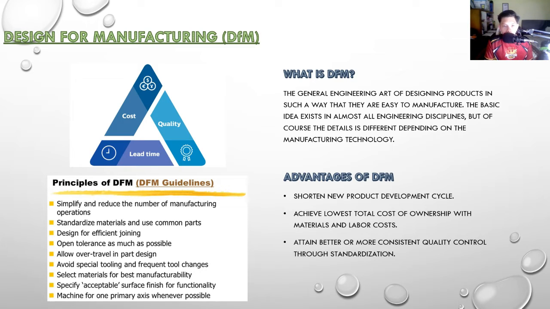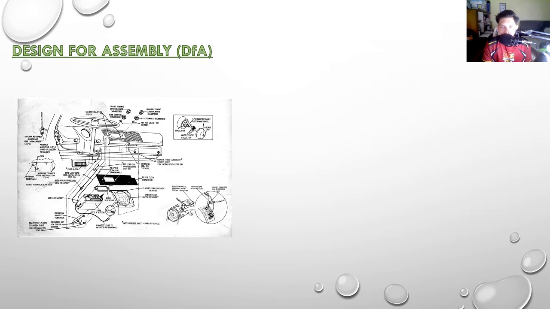First one is simplify and reduce the number of manufacturing operations, standardize material and use common parts, design for effective joining, open tolerance as much as possible, allow over travel in part design, avoid special tooling and frequent tool change, select materials for the best manufacturability, specify acceptable surface finish for functionality, and last one is machine for one primary axis whenever possible. Next is design for assembly or DFA.